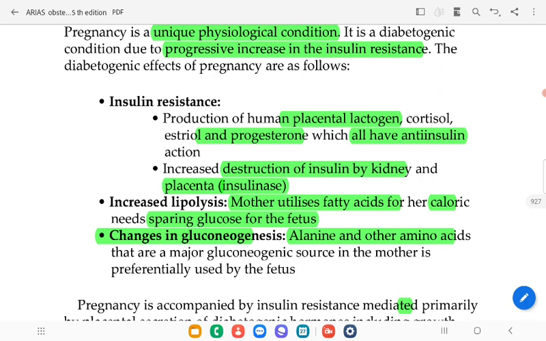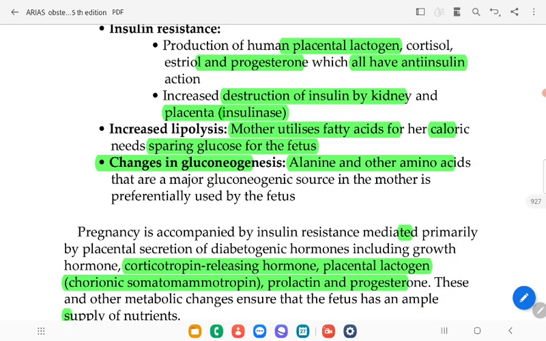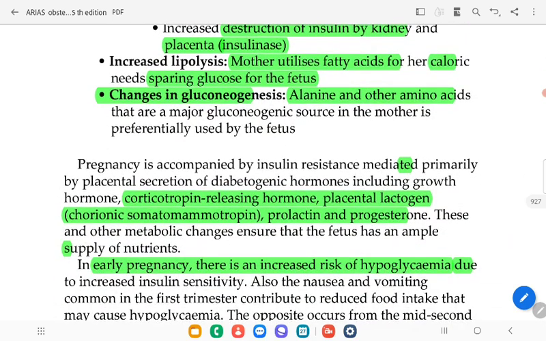What is lipolysis? The mother utilizes fatty acid, that is, fatty acid has to be broken down for her calorie needs, and she stores the glucose for the fetus. Okay, so that will cause maternal hyperglycemia. Next, changes in gluconeogenesis: alanine and other amino acids, which are major gluconeogenic sources in the mother, are preferentially used by the fetus. Okay, alanine and other amino acids.